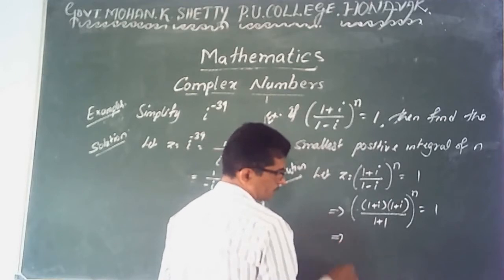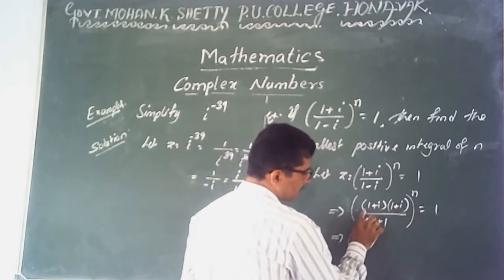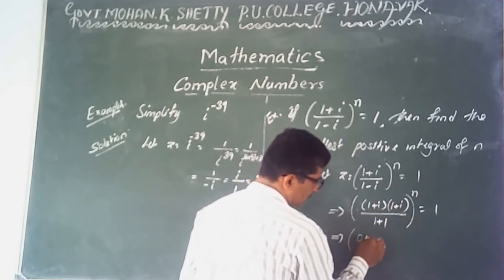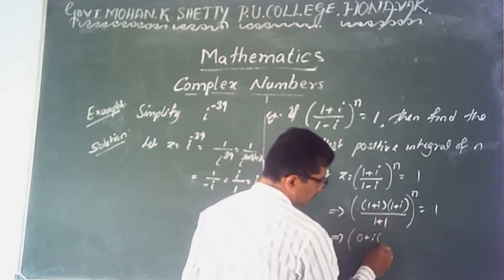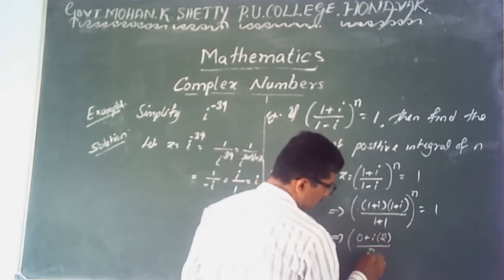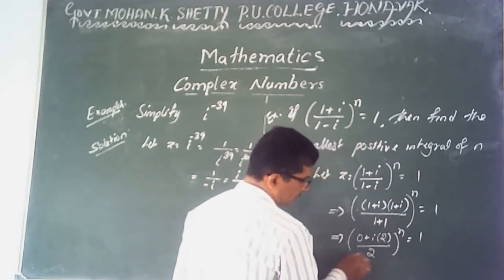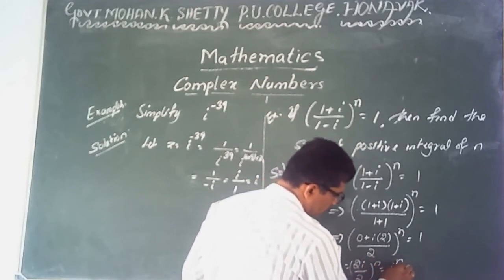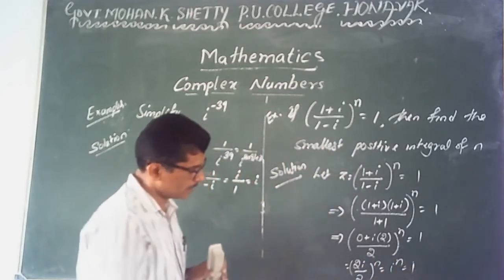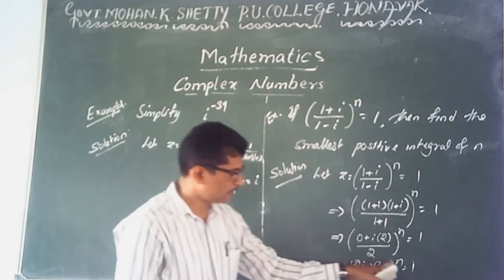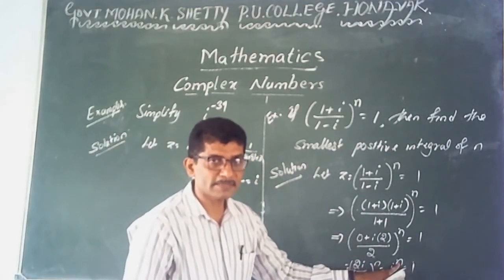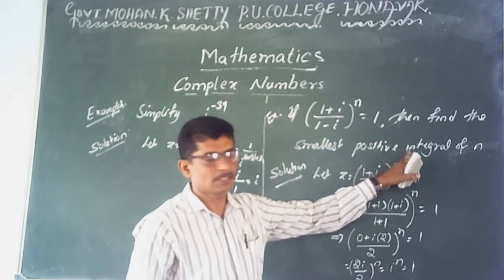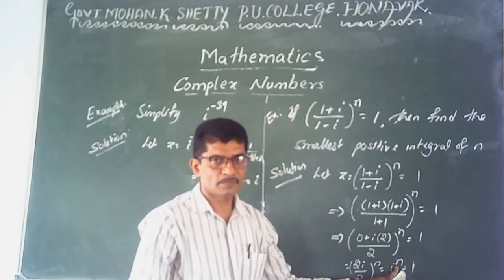It implies 1 plus i into 1 plus i, the product: 1 into 1 minus 1 into 1, 0, plus i into 1 into 1 plus 1 into 1. This value is 2 divided by 2 raised to n is equal to 1. It means 2i divided by 2 raised to n, or i raised to n is equal to 1. i raised to n is equal to 1 means n is a multiple of 4. Here, find the smallest positive integral value of n, therefore n is equal to 4.